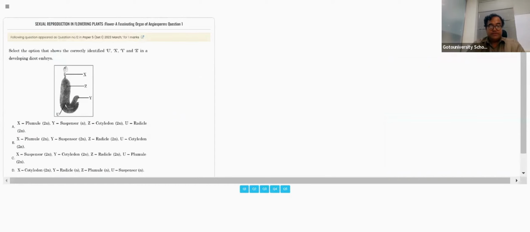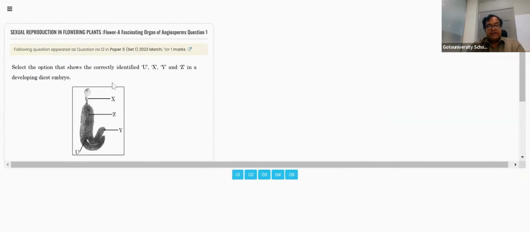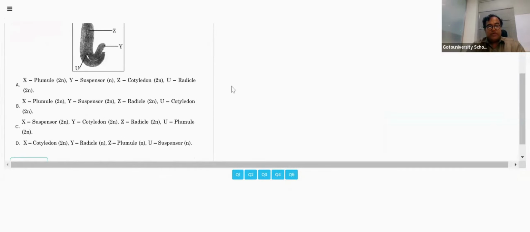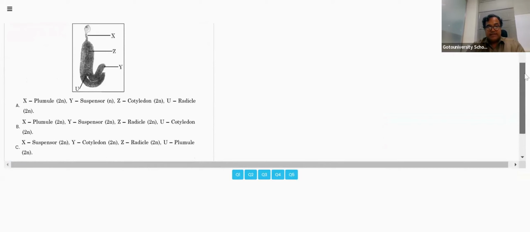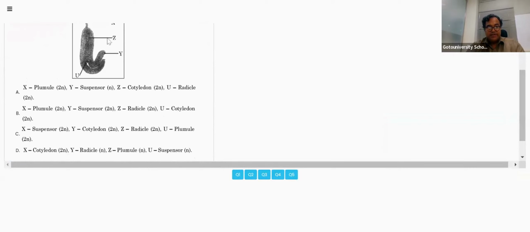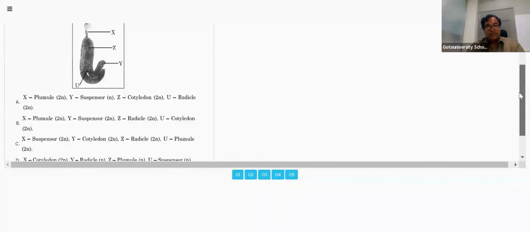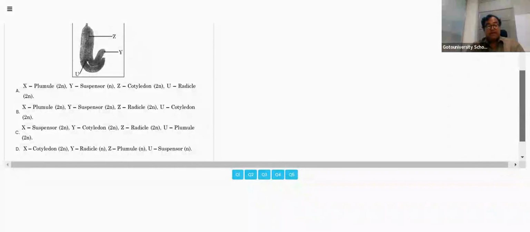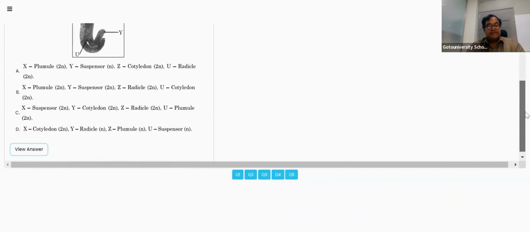If you're seeing this question, select the option that shows the correct identity of U, X, Y, Z in a developing dicot embryo. Though we have had a number of practices, we can say exactly: the radicle is Z, which is going to make the root system, and the plumule is the shoot-making structure. The suspensor is X, which holds the entire embryo, and the cotyledon is the one which is going to make the plant fully nourished. So C is the correct answer.